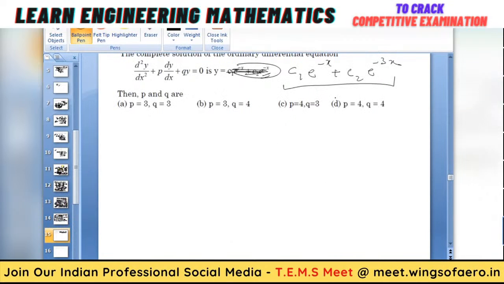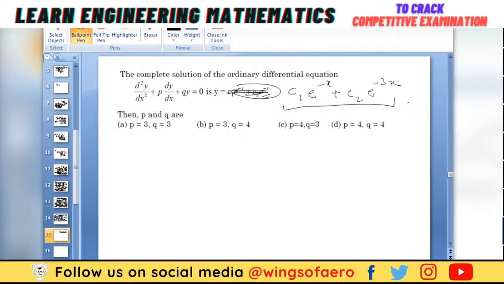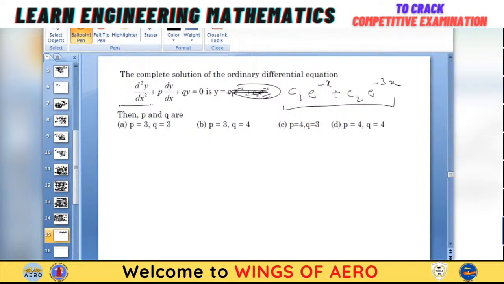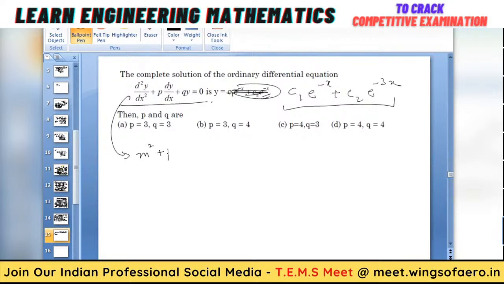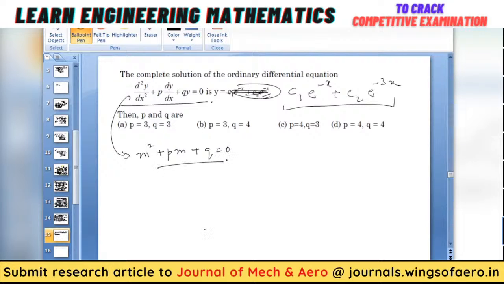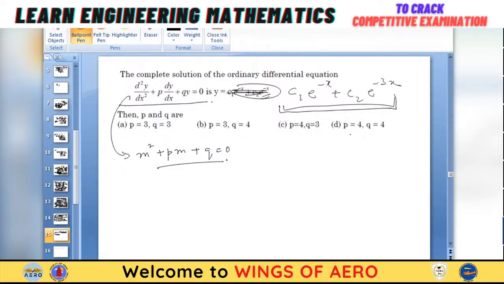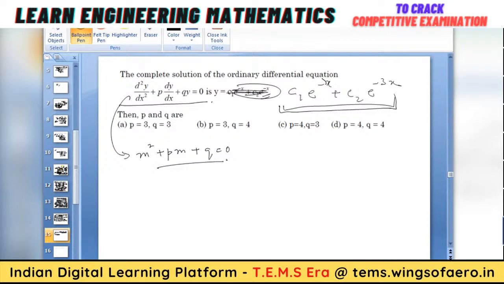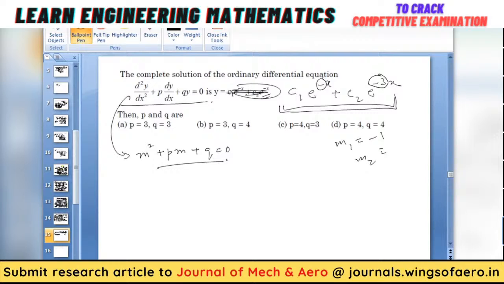So, can you find from this solution, c1 e to the power minus x and c2 e to the power minus 3x, what are the roots of the auxiliary equation? That is the m square equation. If I convert this equation to m square form, it becomes m square plus p into m plus q is equal to 0. This is the auxiliary equation. This solution matches with real and unequal roots. So yes, obviously the roots are minus 1 and minus 3, because e to the power minus 1 into x, and this is e to the power minus 3 into x. So m1 is equal to minus 1, m2 is equal to minus 3.